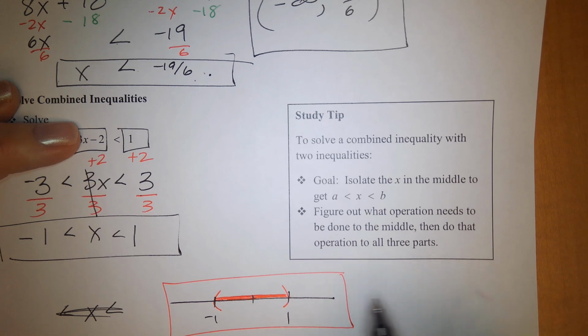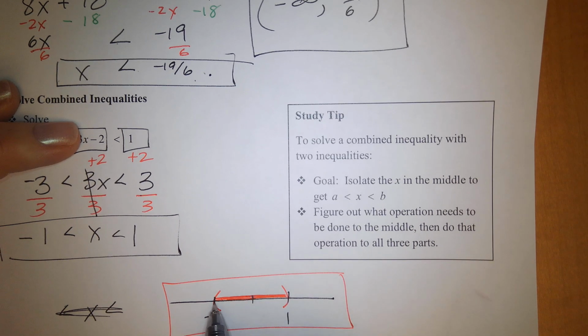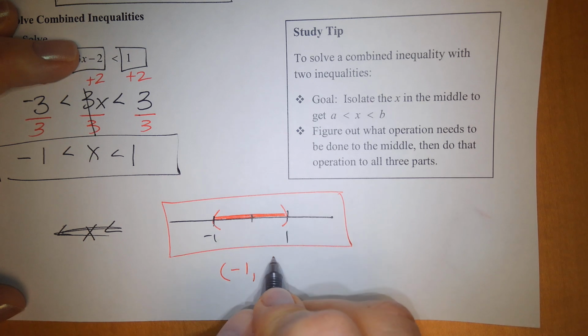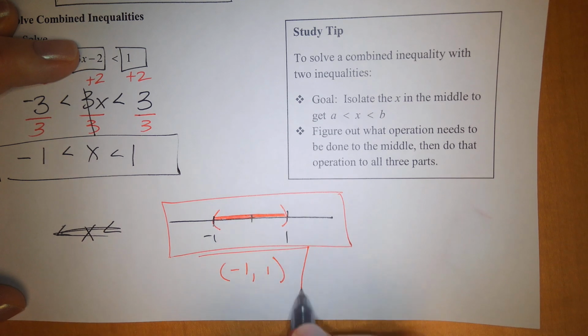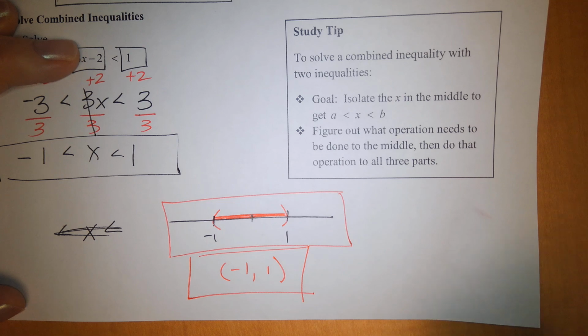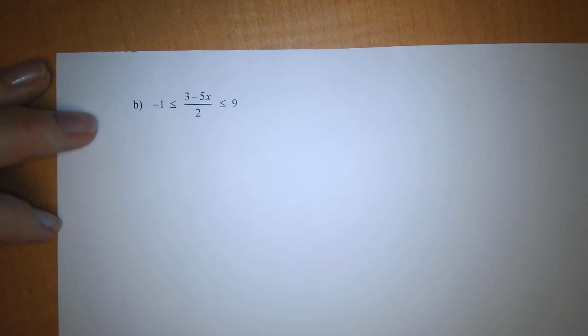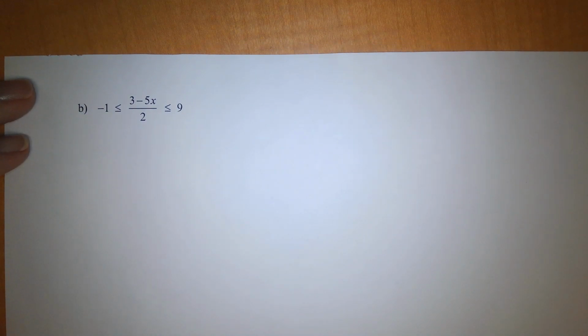For the interval notation, it is simply from negative 1 to 1. So our interval notation would look just like it does in the graph, as being from negative 1 to 1. Two more examples.